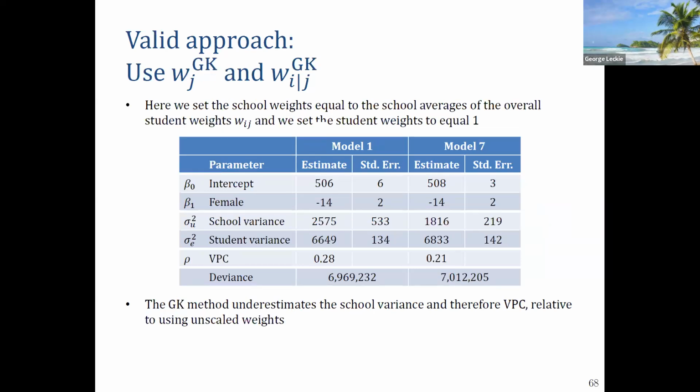But here's model 7, the GK method. Again, point estimates are similar, but look, my school variance now drops a lot. Student variance goes up slightly, and so my VPC drops a lot. So the GK method, relative to the size and ESS methods, underestimates the school variance. But if your research questions are about the regression coefficient, then you can still say our central finding about the gender difference is robust.